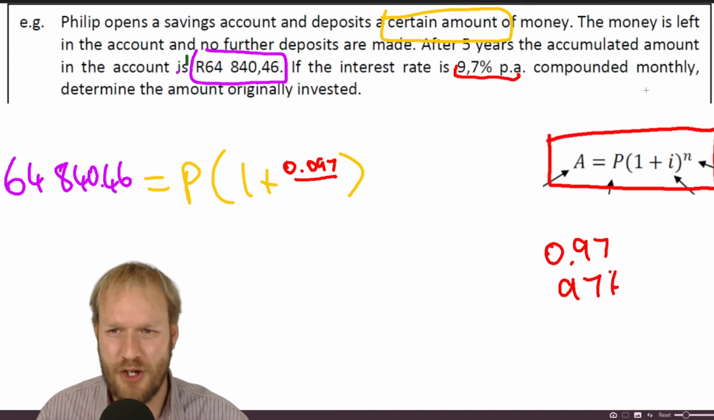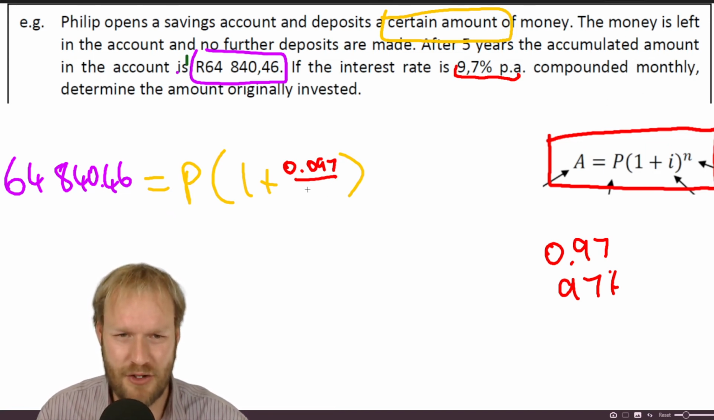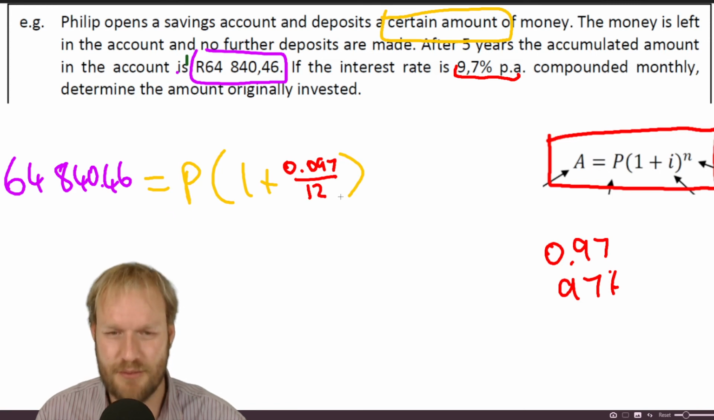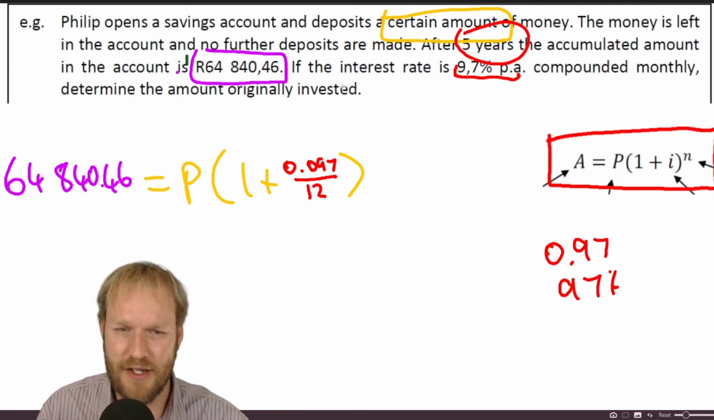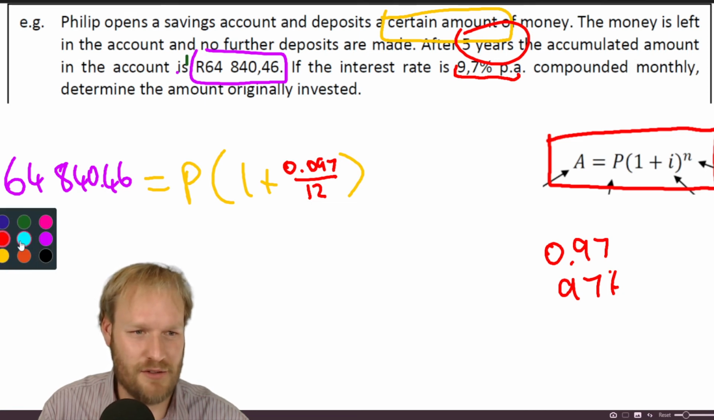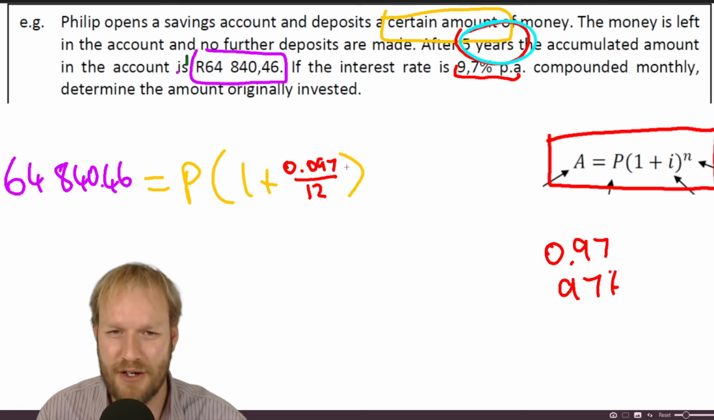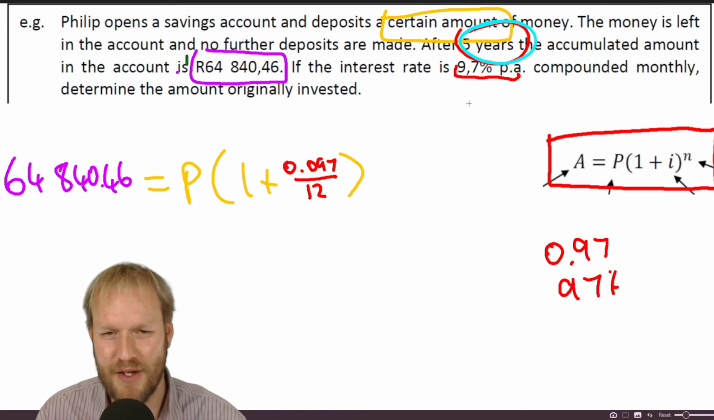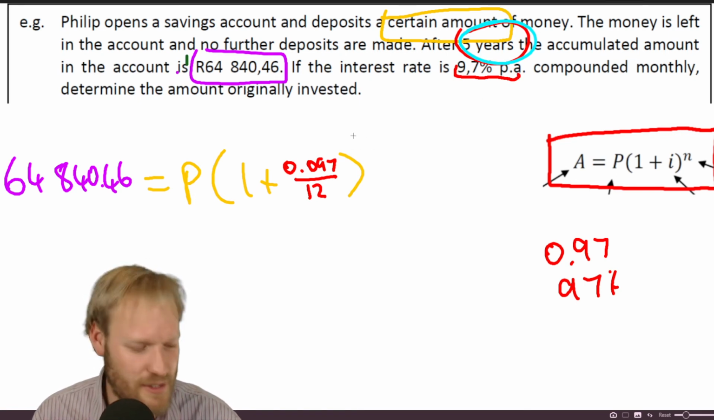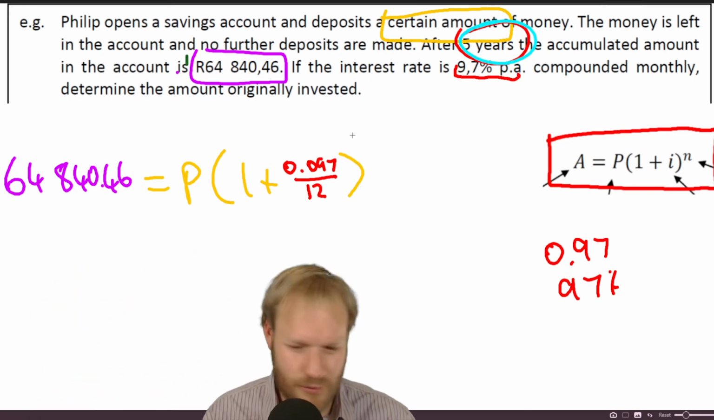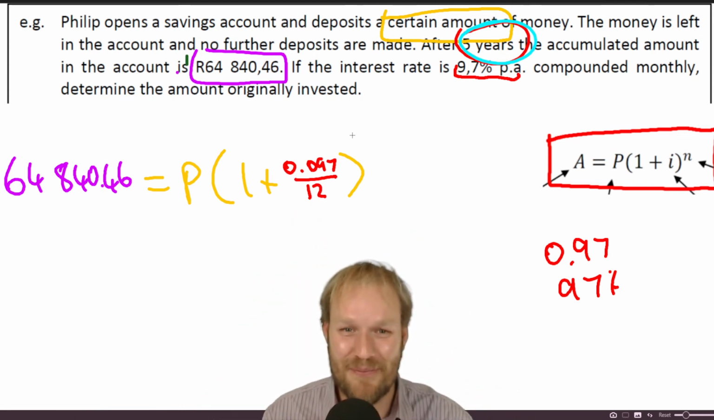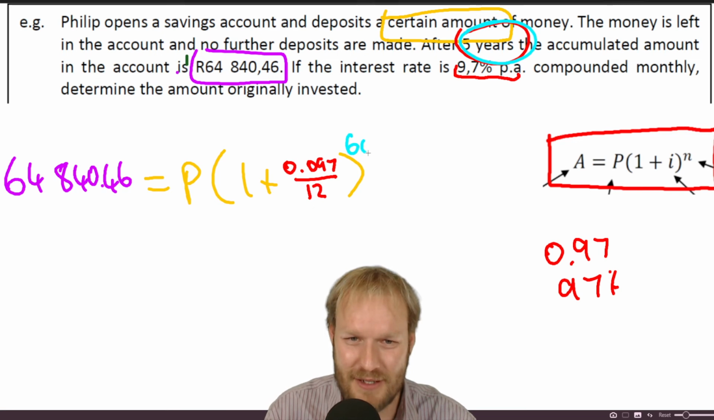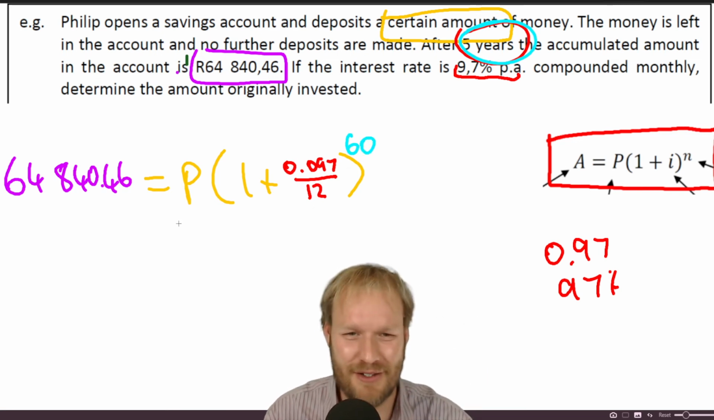Okay, it's compounded monthly. So we're going to use 12 because it's monthly, and it's for 5 years. 5 years, monthly. How many compounding periods? In other words, what's our n going to be? Well, this is going to be 60, right? We did an example like that at the top.